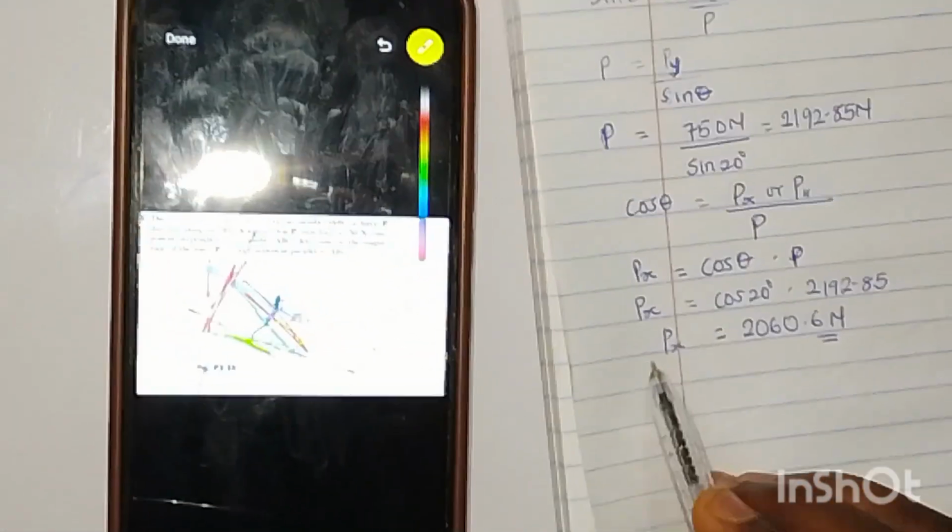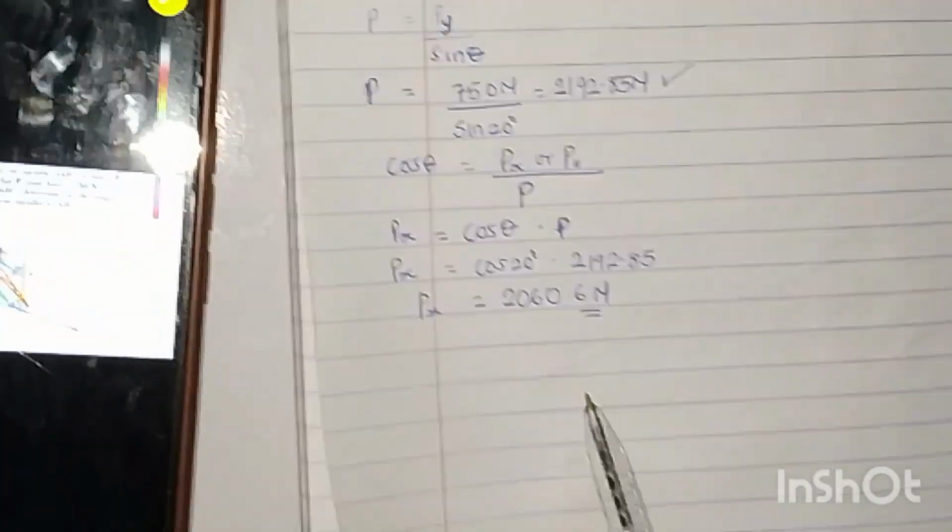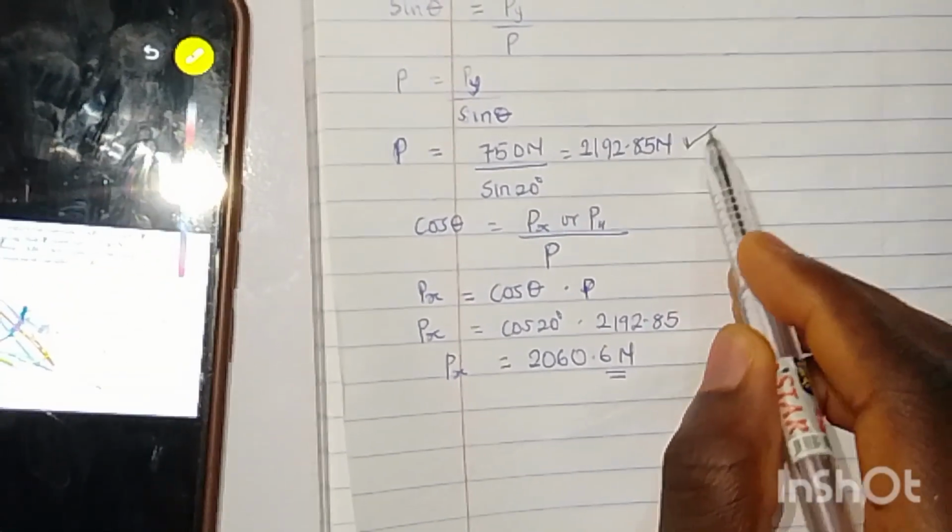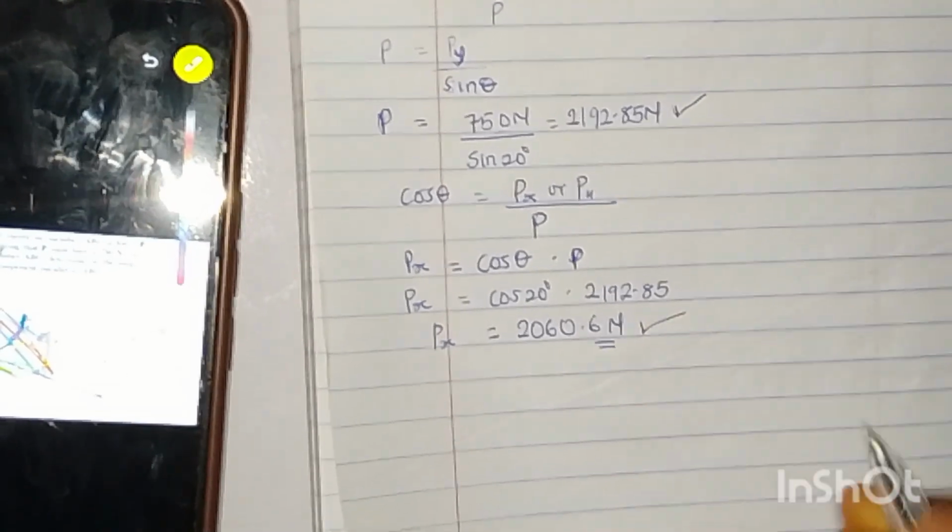Here comes to the end of the question. As you can see, we've already dismantled this question. These are our P magnitude and these are PX. Here comes to the end of this.